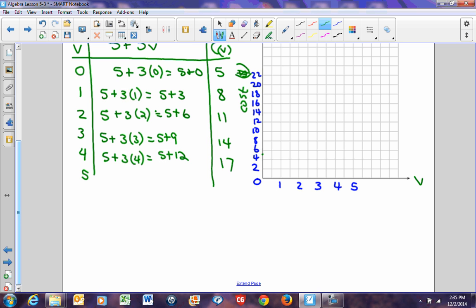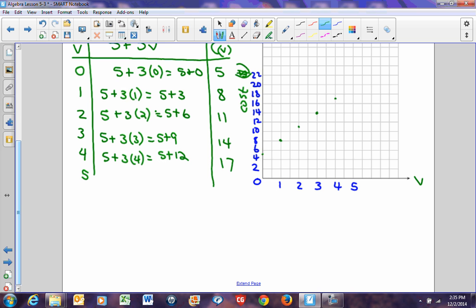And when I rent 1 video game, it's $8, so 8 is right here. When I rent 2 games, it's $11, which would be about here. 3 games, it's $14. 3 and 14 is right here. And last but not least, 4 and 17. So 4 and 17 is right here.